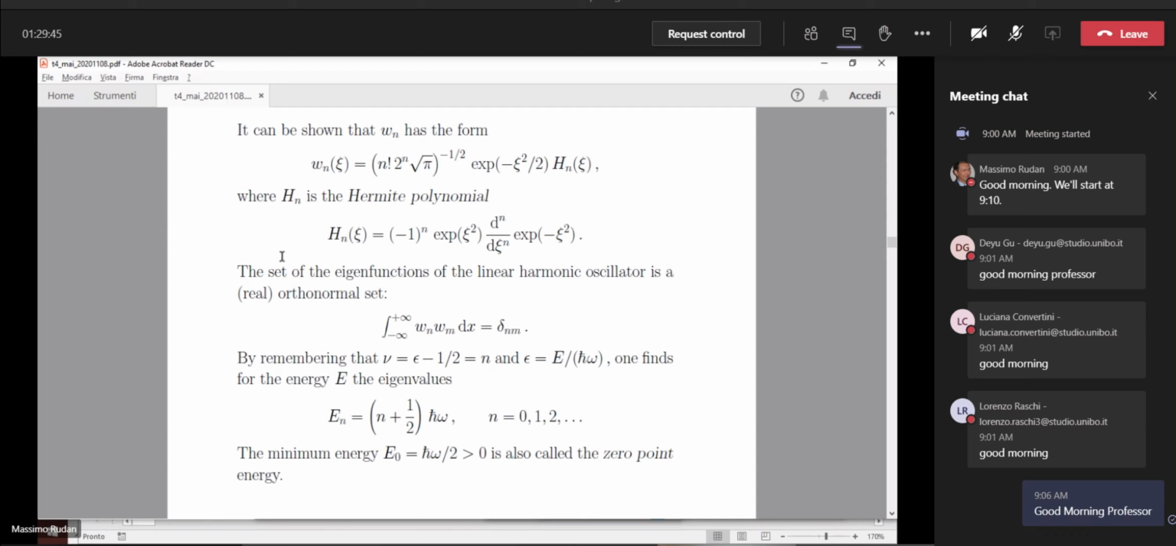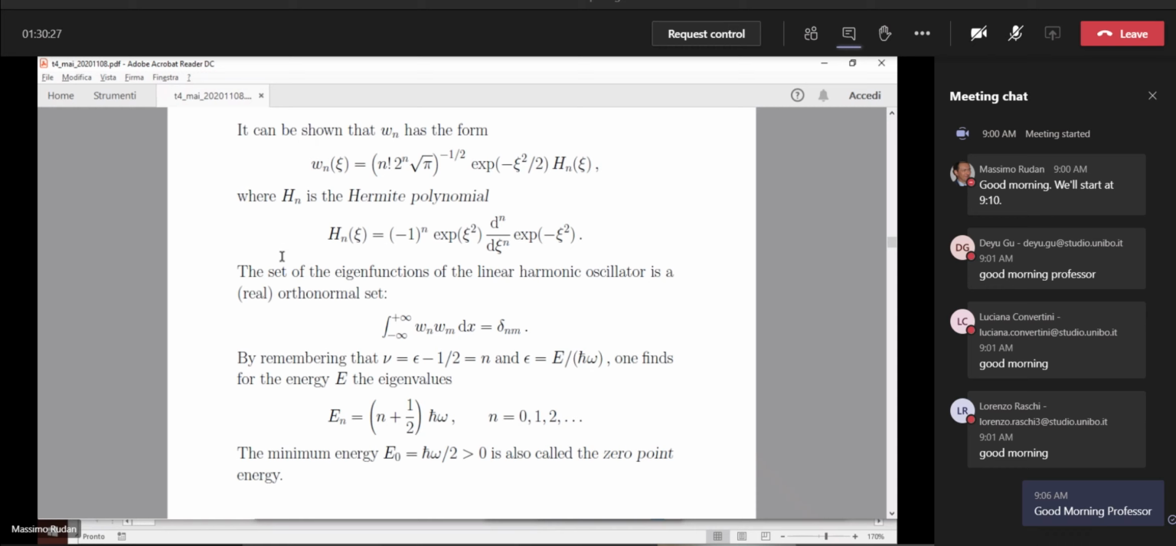And finally, we go back to the original symbol. So you remember that the eigenvalue of the number operator, the quantity that we initially called ni, is actually equal to epsilon minus 1/2, where epsilon is the eigenvalue of the normalized Hamiltonian. But in turn, epsilon is equal to the actual eigenvalue E of the energy of the harmonic oscillator divided by h bar omega.